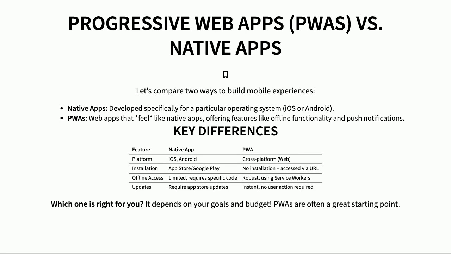Okay, so when it comes to building mobile apps, we have two main options, native apps and PWA. Native apps are built specifically for iOS or Android, which means they're designed to take full advantage of the device's hardware and software. You install them from the App Store or Google Play.